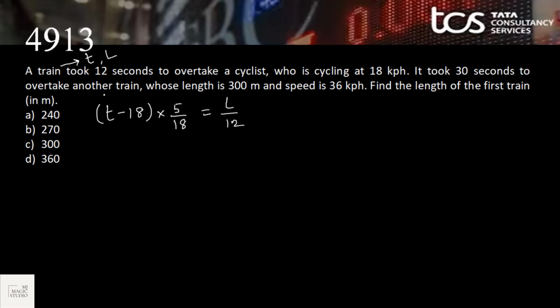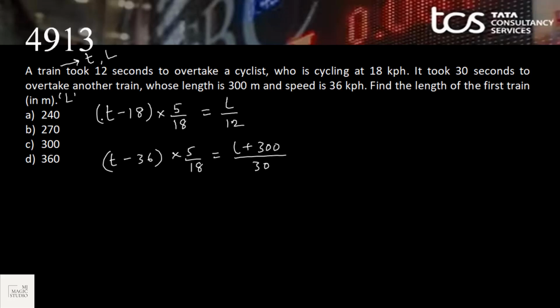It took 30 seconds to overtake another train whose length is 300 meter and speed is 36 kph. So again we will have T minus 36 into 5 by 18 is equals to, in this case, the distance covered by the two trains would be L plus 300. That is 300 is the length of the second train and the time taken is 30. If we solve these two equations, we can very easily find the value of L and T. Find the length of the first train in meters. We are looking out for the value of L.